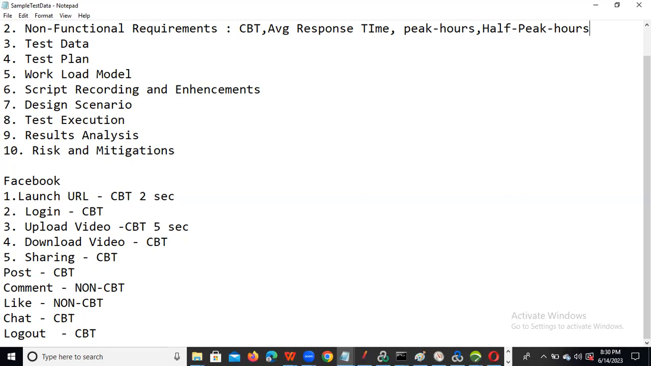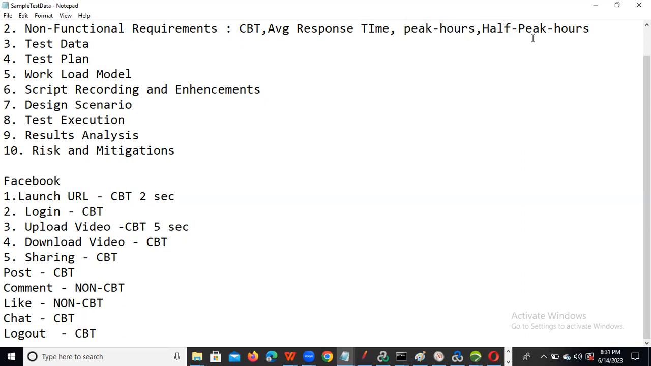So that load we need to know: in the peak hour, how many users will be accessing our application? It could be any application, a Facebook or flight booking application, or a healthcare, insurance, or e-commerce application, whatever it may be. Exactly what is the peak hour of the application? Based on those peak hours, we need to calculate the number of users, how many users will be accessing our application, and based on that we need to decide the peak load also.